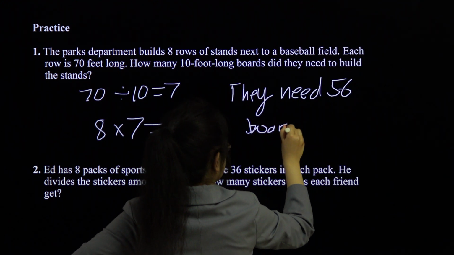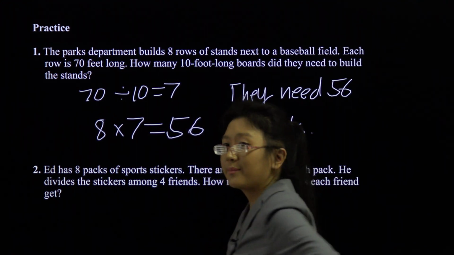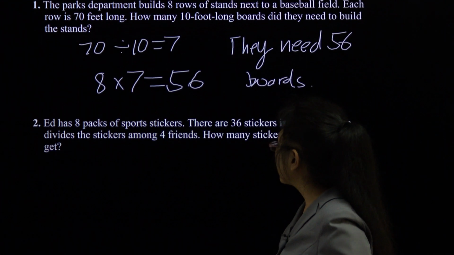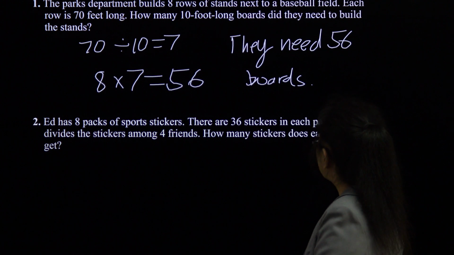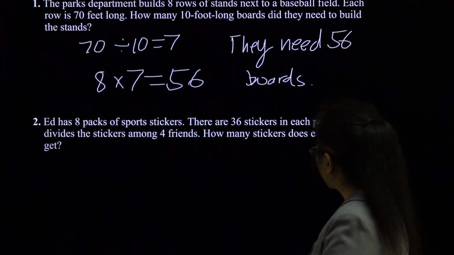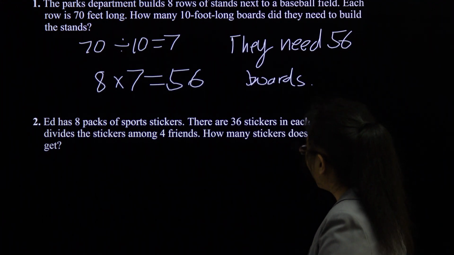This is much quicker than drawing a diagram. Ed has 8 packs of sports stickers. There are 36 stickers in each pack. He divides the stickers among 4 friends. How many stickers does each friend get?